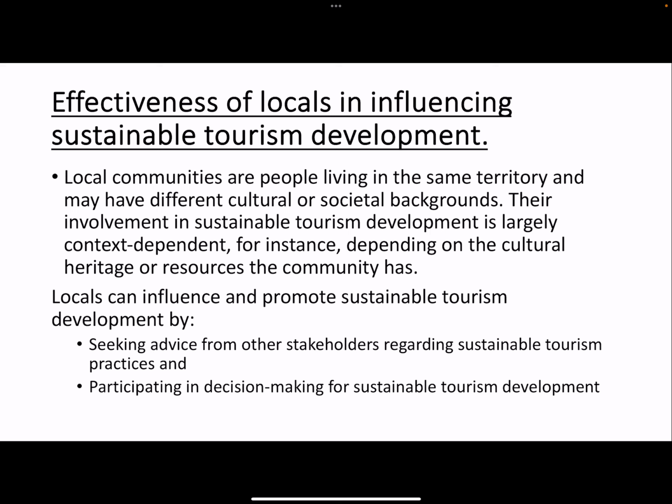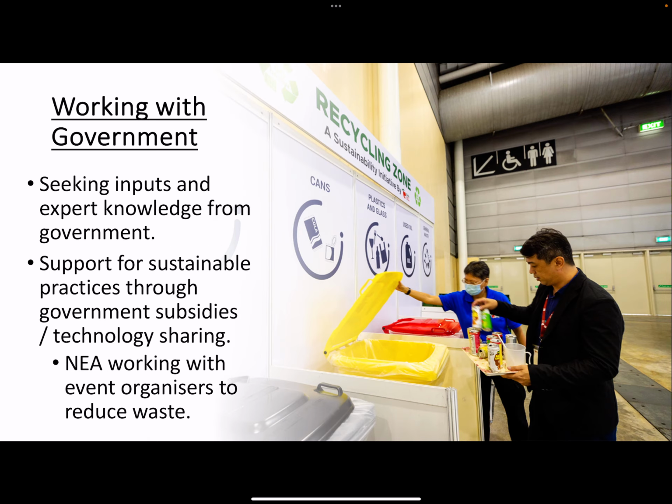One way is to interface and communicate with the other stakeholders who are now currently trying to develop tourism in your area, and then to talk to them and convince them that they want your participation in this, and it has to be sustainable. Right, working with the government is another way, seeking inputs from the government on what the local community can do to help support things like this.